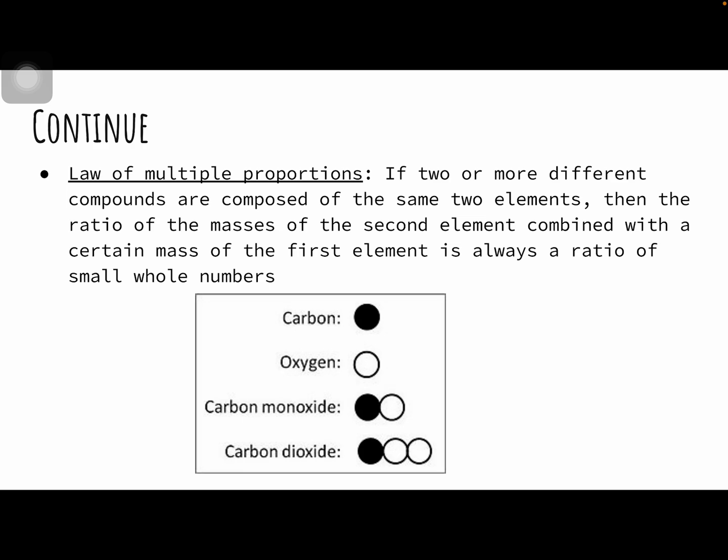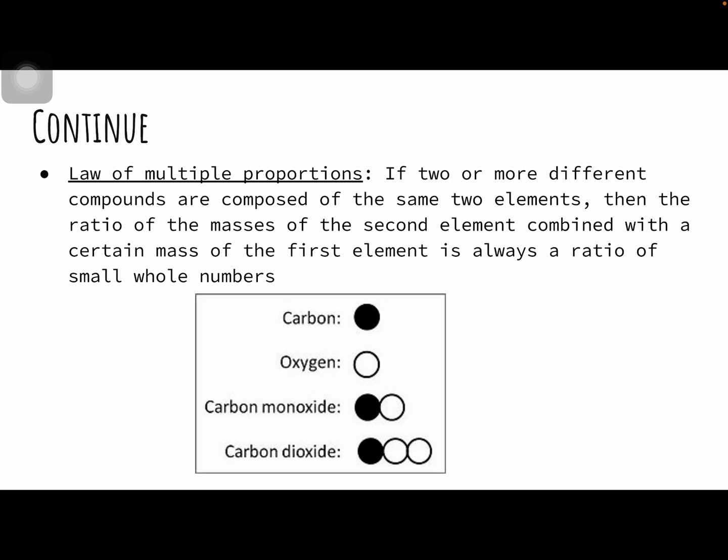If 2 or more different compounds are composed of the same 2 elements, then the ratio of the masses of the second element combined with the mass of the first element is always a ratio of small whole numbers. So what that's saying is basically if we're combining 2 elements into one compound in whatever ratio, it is always going to be in the smallest whole number possible. The reason for that is they don't love it when there are multiples when there doesn't need to be.